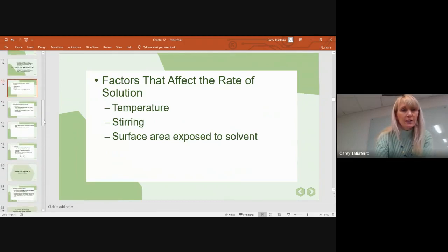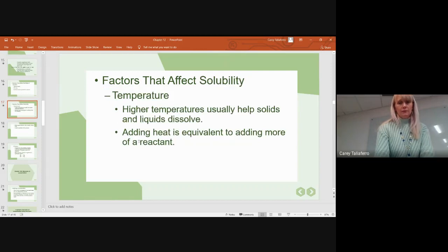So things that will affect how much will dissolve in a solvent: the temperature we've already mentioned, stirring, increasing the motion of the molecules, and how much surface area is exposed. So a lump of sugar has a harder time dissolving in a solvent than do sugar packets, like small crystals of sugar. If you increase the surface area of sugar that is exposed to the solvent, you're going to dissolve more of it.